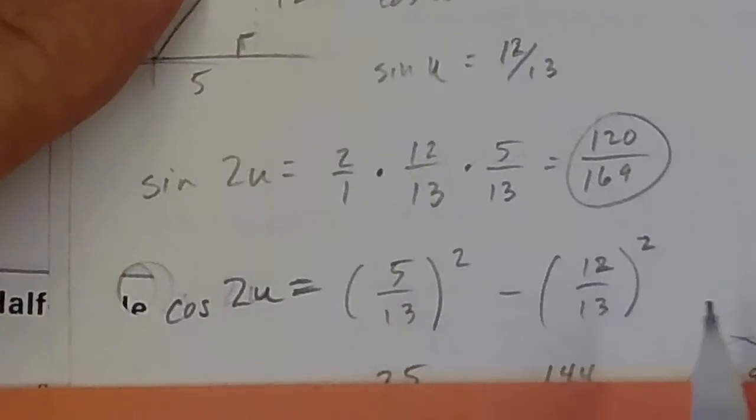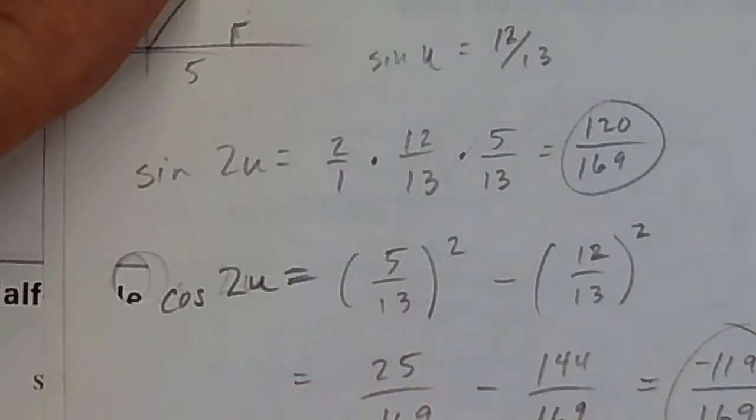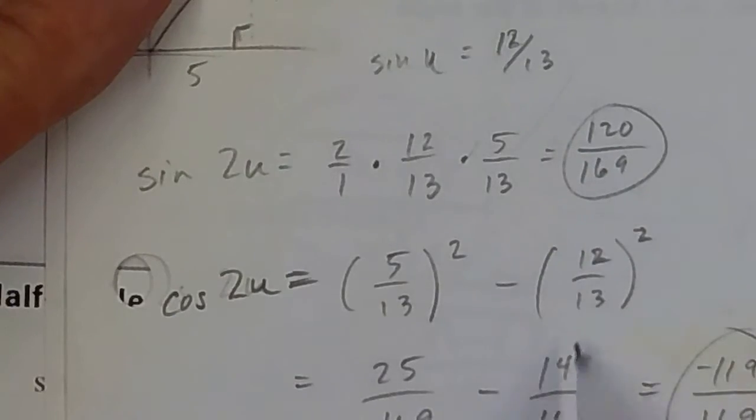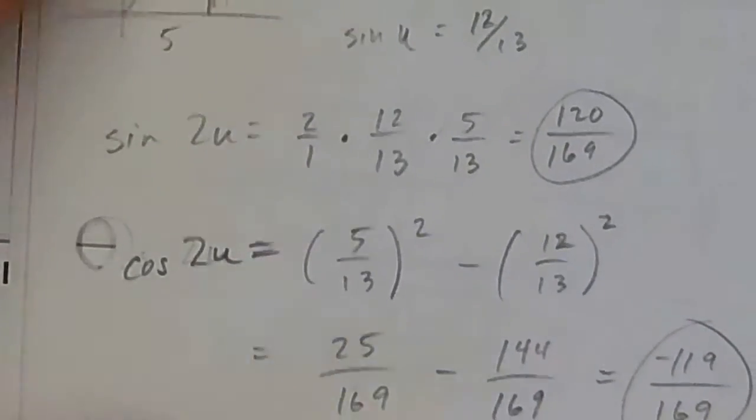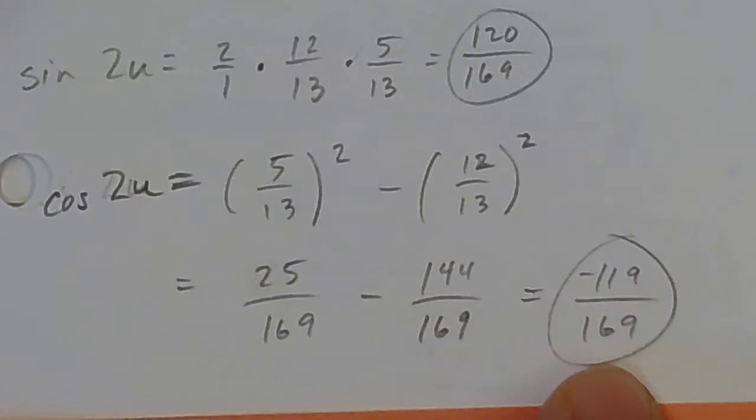Okay, continue on. Try the cosine 2u and tangent 2u. Give you about 3 minutes. All right, here's cosine. Once again, this is the one I prefer. I'd stay away from the other ones. I could go through it, but don't need to. I just push it to the easier one. Okay, so here we get 25 over 169, 144. Subtracting with the common denominator, we get negative 119 over 169.